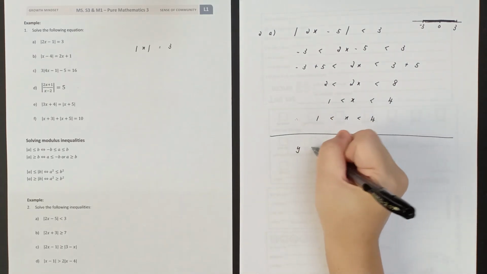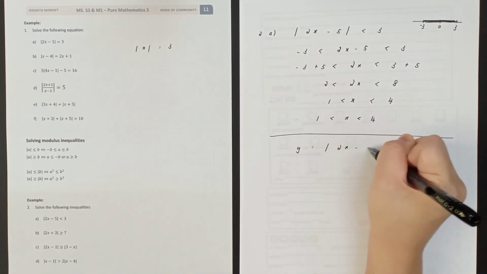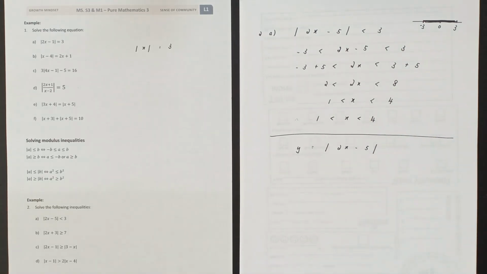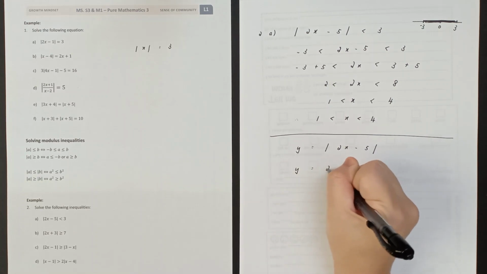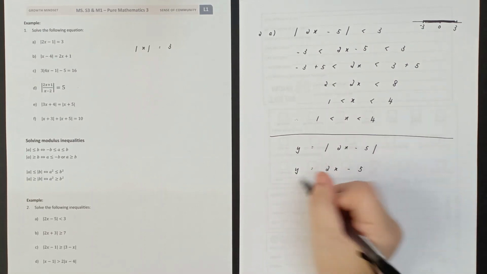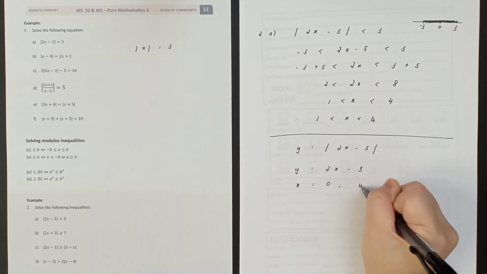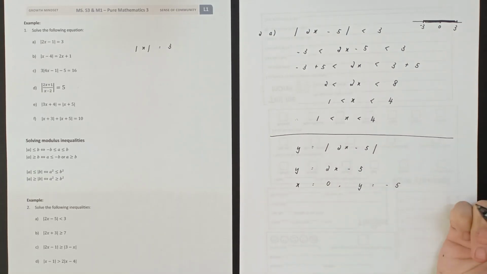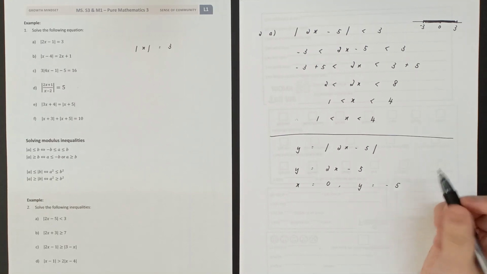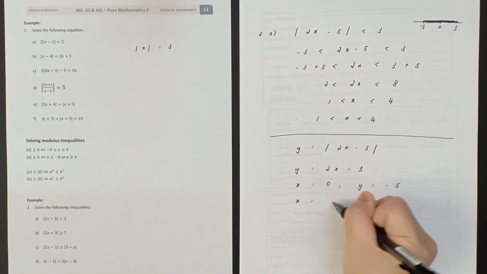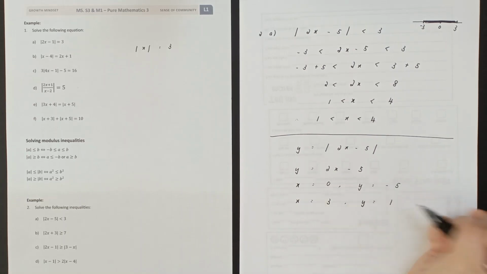Okay, so y will be equal to modulus 2x minus 5. How are you going to draw that? Maybe we just draw the normal one first, meaning we use the reflection. So y equals 2x minus 5. When x equals 0, y equals negative 5, so that is the intercept. Let's say if I have x equals 3, then I should get y equals 1. Okay, so let's try to draw it and see.